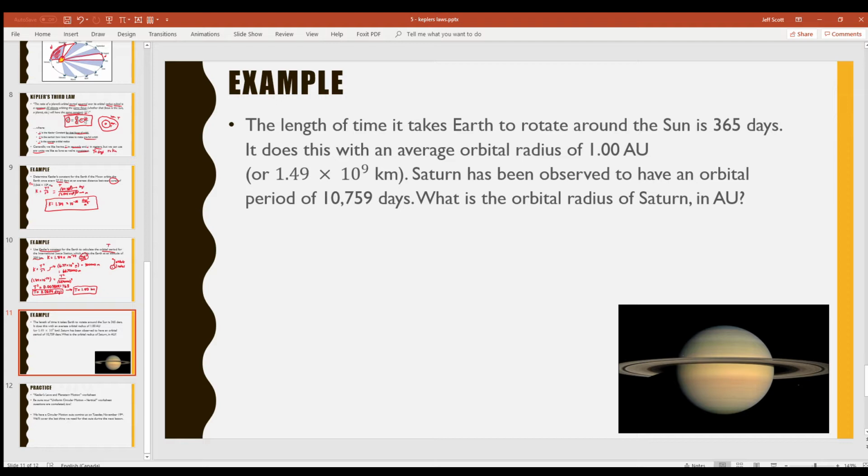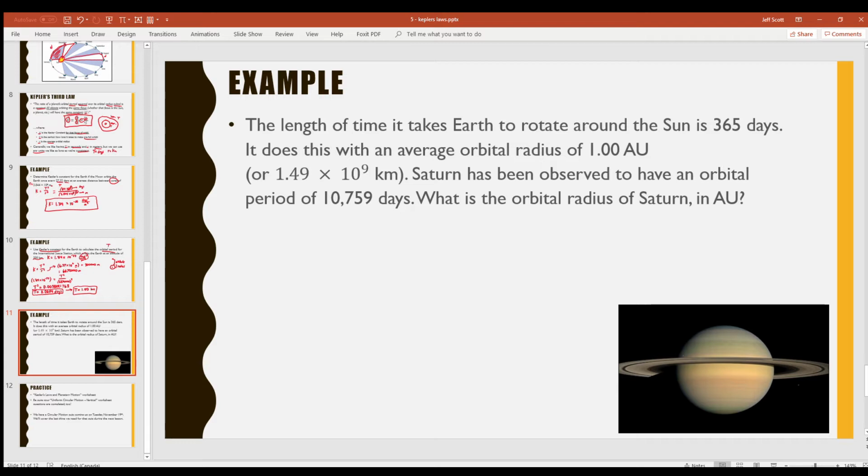The length of time it takes Earth to rotate around the Sun is 365 days. It does this with an average orbital radius of 1.00 AU. That means astronomical unit. In case you're not aware, an astronomical unit is the average distance between the Earth and the Sun. It's just something they use to measure distances in space. One astronomical unit is 1.49 times 10 to the 9 kilometers, in case you were wondering. Saturn has been observed to have an orbital period of 10,759 days.